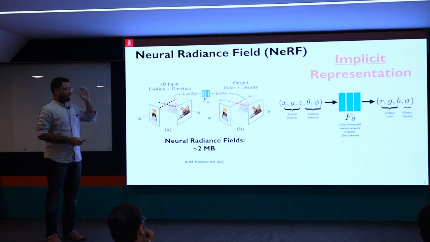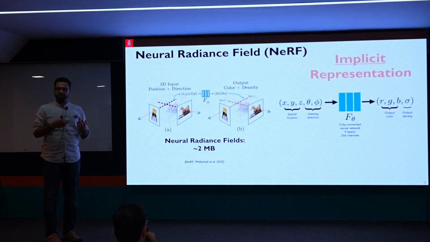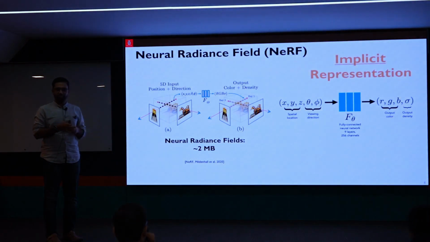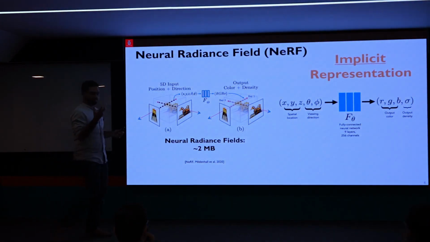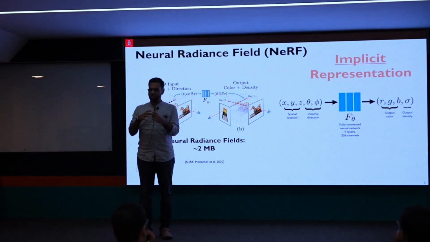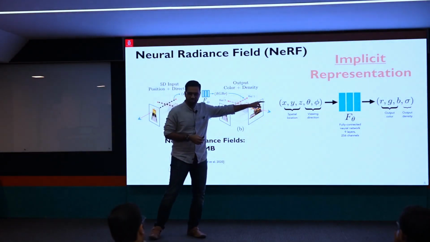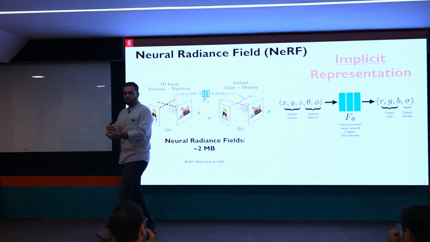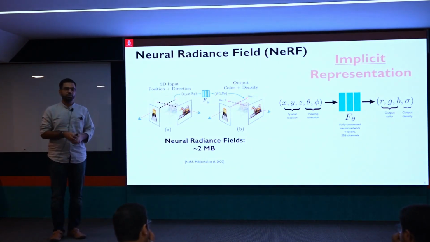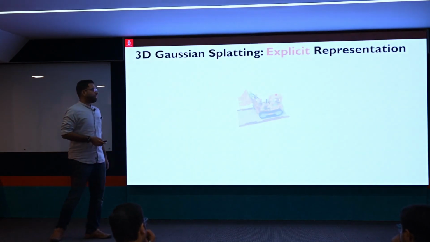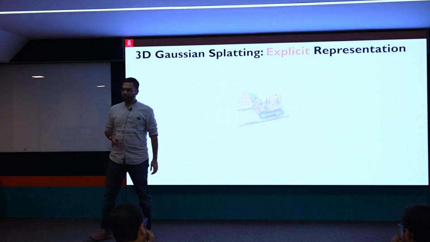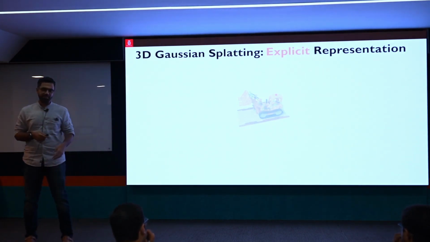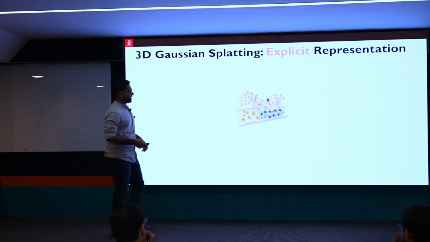Then we said NeRF is a category of methods that we would call implicit representations. Implicit because the value of the radiance is not stored explicitly, it's stored inside the weights of the neural network, which you have to train. Once you've trained this successfully, you can query the neural network to extract what the values are. Therefore, this is known as an implicit representation. Then we talked about 3D Gaussian splatting, which is an explicit representation. What does 3D Gaussian splatting do?